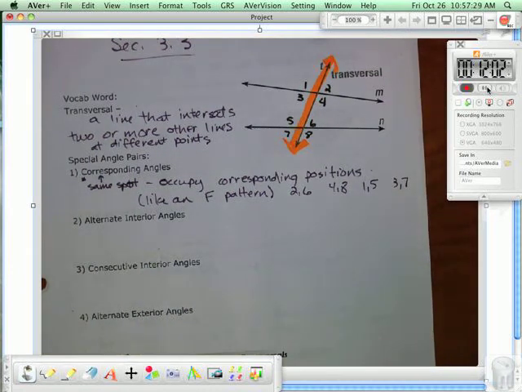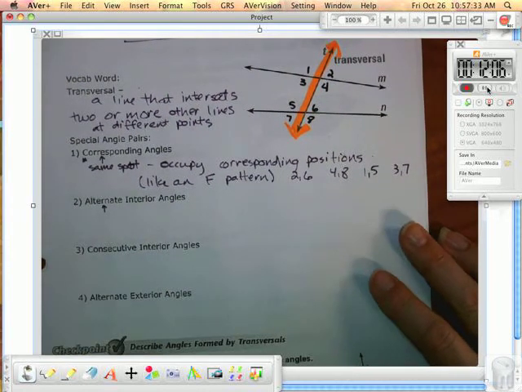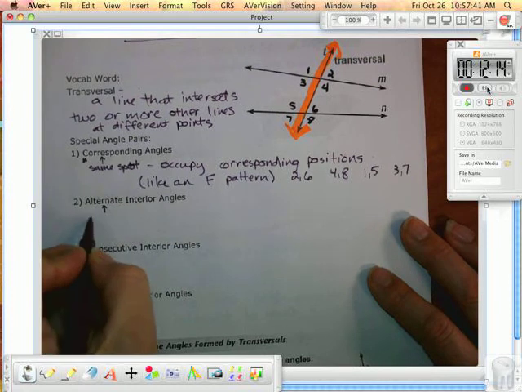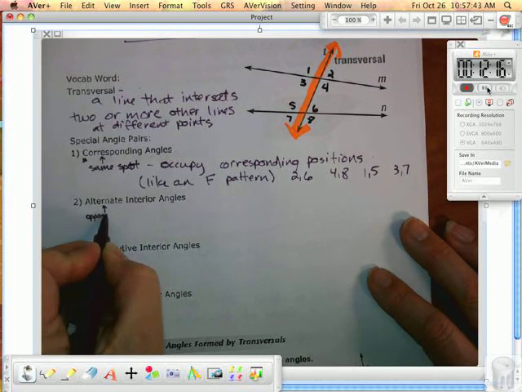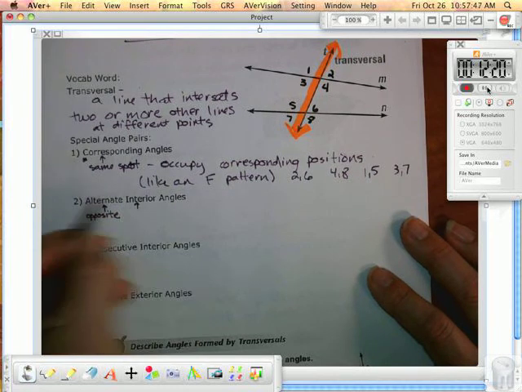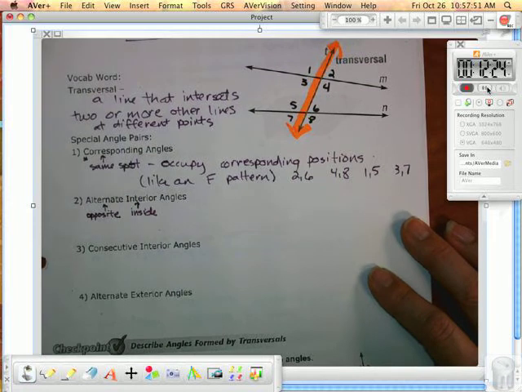Okay, what does the word alternate mean? It starts with an O, kind of like opposite, right on. Opposite, and then what does interior mean? Inside. Okay, inside, compared to the transversal.